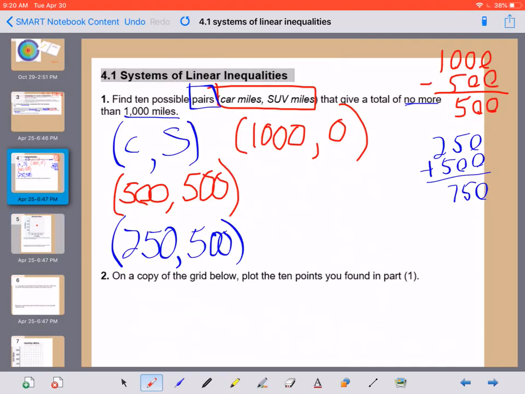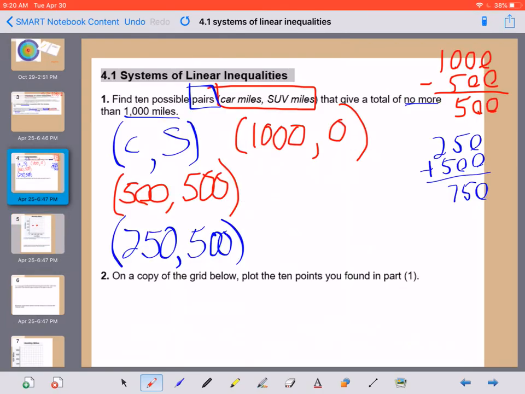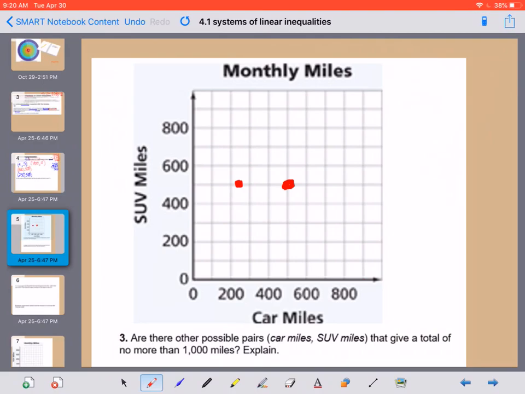The next one I had was 250, 500. So 250 and 500 would be right there. Then 1,000 and 0, so 1,000 car miles, but 0 SUV miles. Oh, that's 900, sorry. 1,000 car miles, but 0 SUV miles would be right there. So I want you guys to graph all 10 pairs that you found on your graph here.